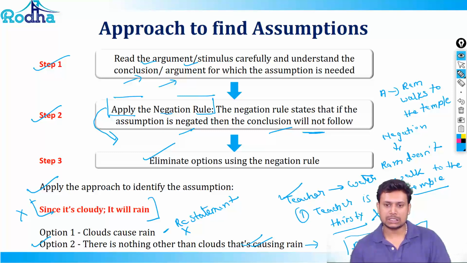Please go through my explanations again to understand how did we arrive from the negation rule to identify how option 2 is the right answer for the assumption of this question. So this brings me to the end of the concept lectures for assumption. In the next video, we will take up more questions from the practice set to solve more questions around assumptions.